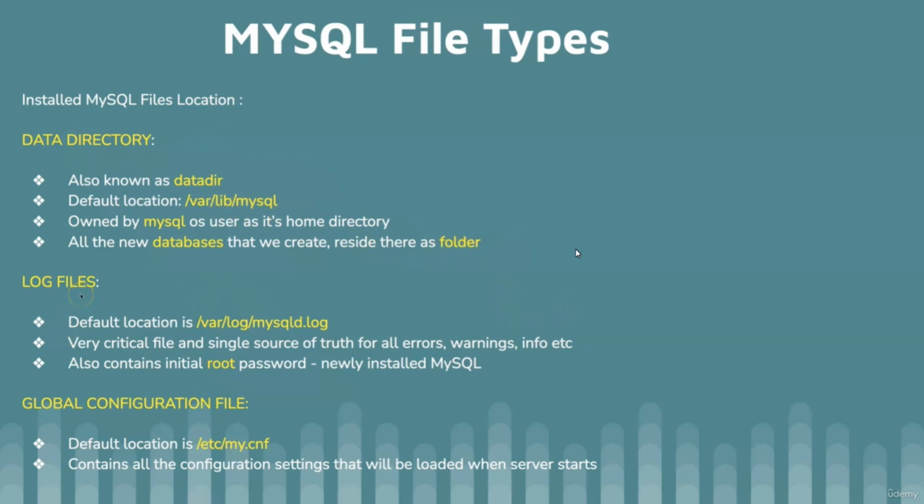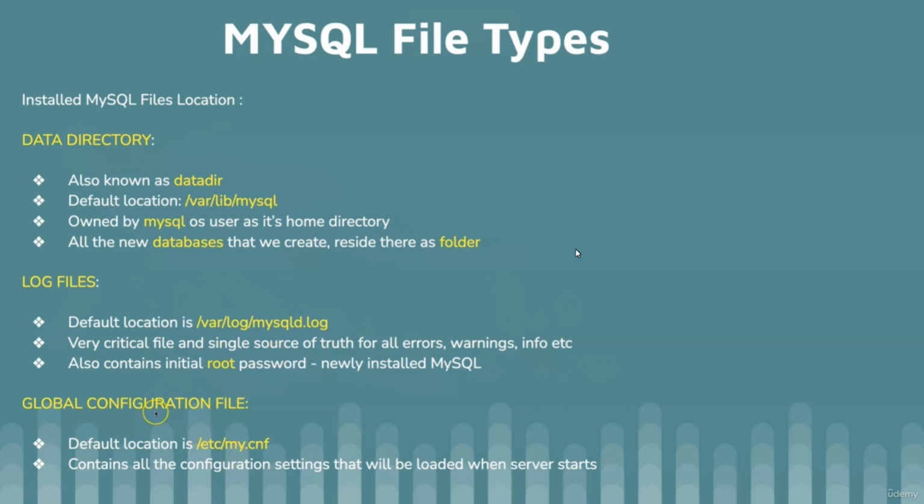The next file location, and the file I want you to memorize, is /var/log/mysqld.log. mysqld.log is the main log file for MySQL, and it is a very critical file. Every DBA, whenever they are asked to troubleshoot a MySQL server, the first thing they do is go into this file and search for any errors, warnings or infos. This file also contains the initial root password whenever we install a new MySQL server, and then later on we use mysql_secure_installation to change this password.